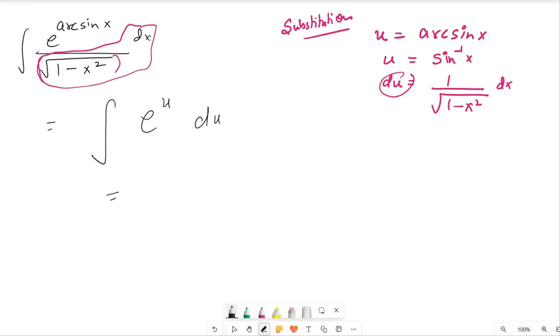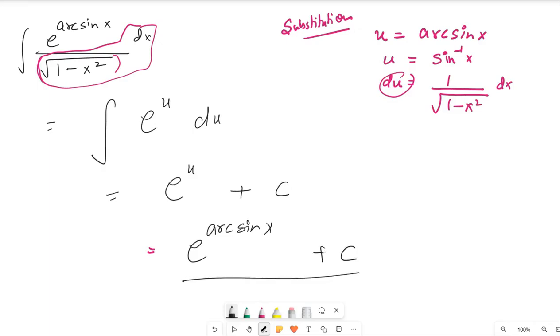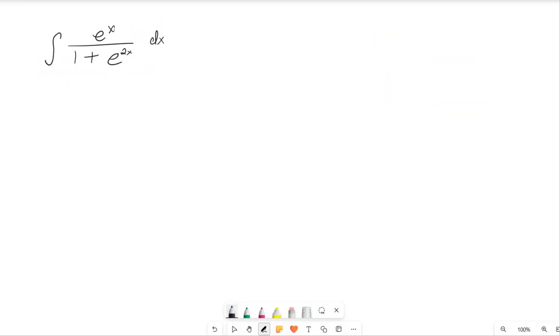What's the integral of e to the u? It's just e to the u plus c. But we get to put u back, so e to the power arcsine of x. Once you make the substitution, this is actually a simple question, okay? But you need to practice making substitutions and know the derivatives of inverse functions here.